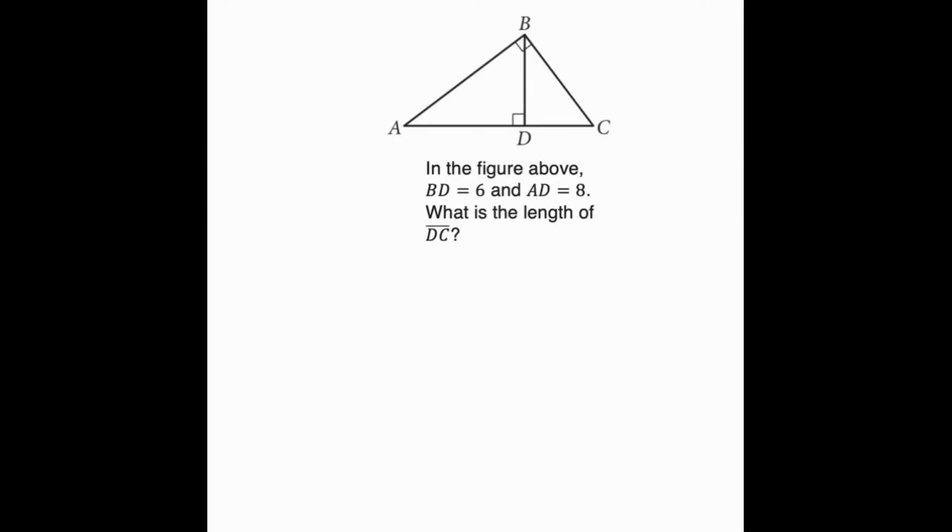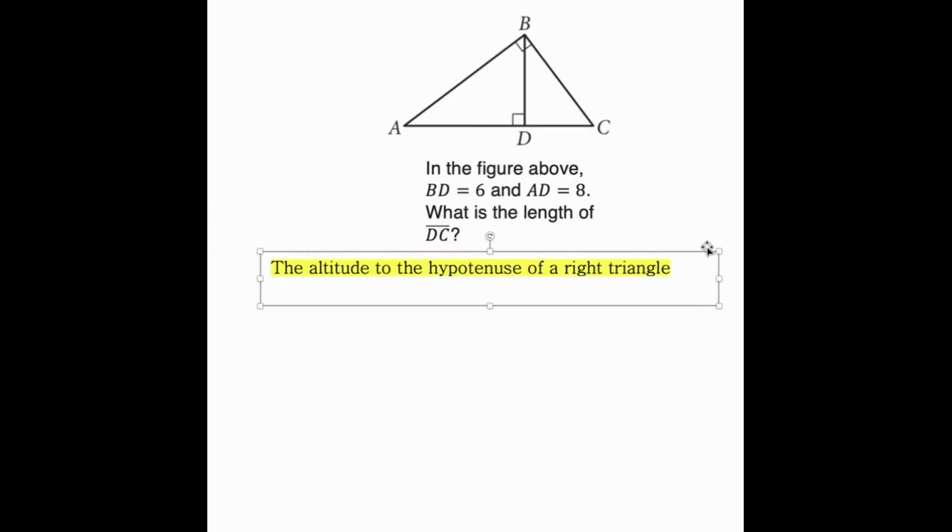In this question here, we're using the rules for the altitude to the hypotenuse of a right triangle. Now, an altitude starts at the vertex of a triangle and hits the opposite side at a right angle.